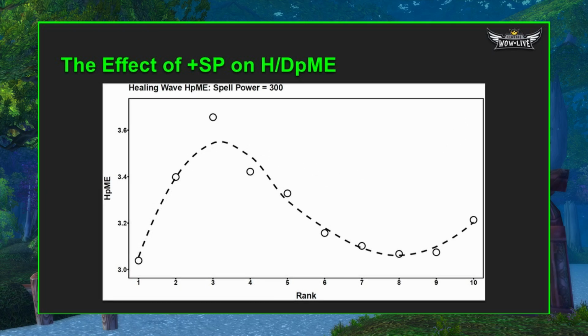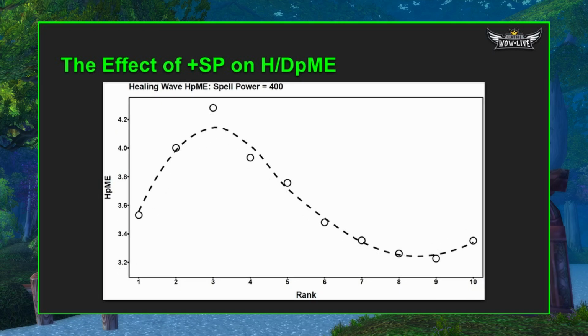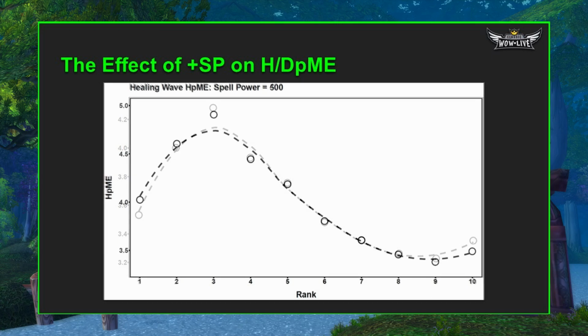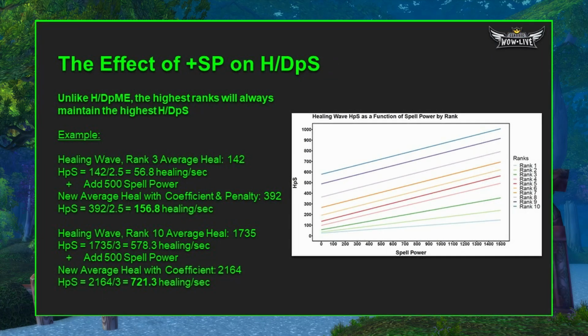By 300 spell power, the relationship is drastically changed, with rank 3 at the highest point with the highest HPME, and rank 10 falling below even ranks like rank 4 and rank 5. Now, this doesn't mean that you only cast rank 3. You should have multiple ranks on your bars, but we will get into that in a few slides. So what about the effect of spell power on HPS or DPS? Well, unlike HPME, the highest ranks will always maintain the highest HPS or DPS, simply because they just do more and they have a larger effect.